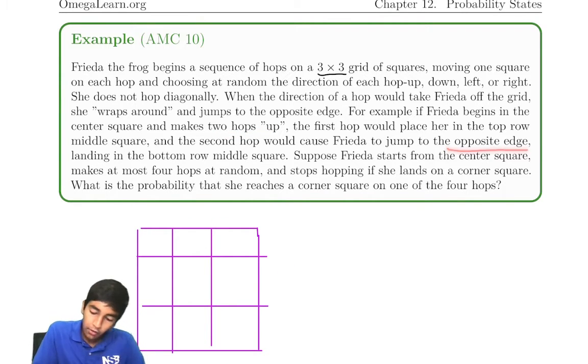And we're saying Frida starts in the center square, makes at most 4 hops at random, and stops hopping if she lands on a corner square. What's the probability that she reaches a corner square on one of the 4 hops?